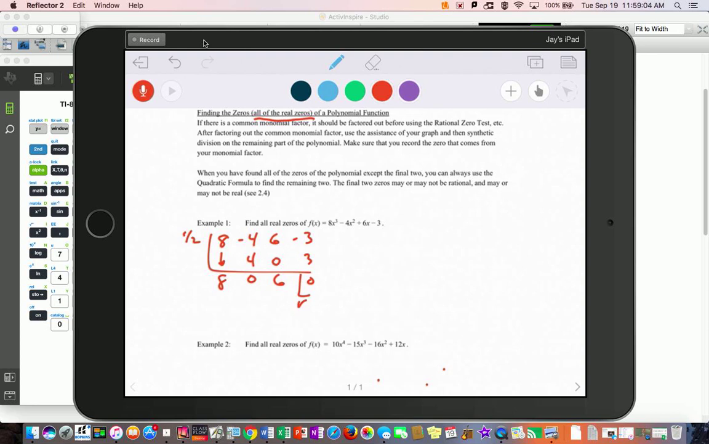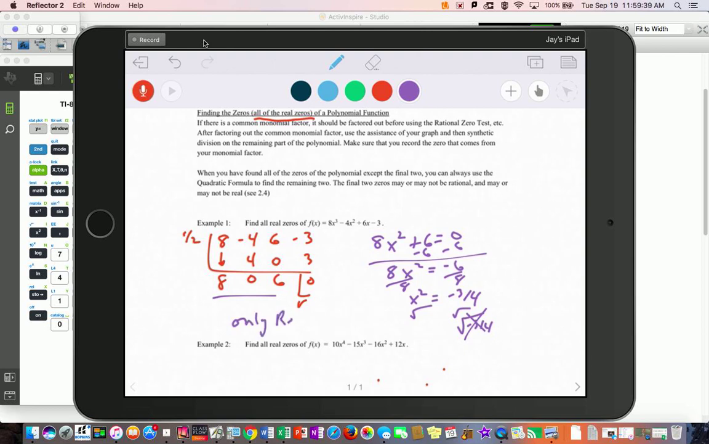But now I'm left with this, which is a quadratic. It's 8x squared plus 6. So this one, I could do the quadratic formula, but I can also just solve it directly. So I can subtract 6. And I get 8x squared is equal to negative 6. Divide both sides by 8. X squared is negative 3/4. But what happens when I go to take the square root? Can't take the square root of negative 3/4. So the only real solution is x equals 1/2. To do something like this, we're going to have to use complex numbers, which is in another lecture.